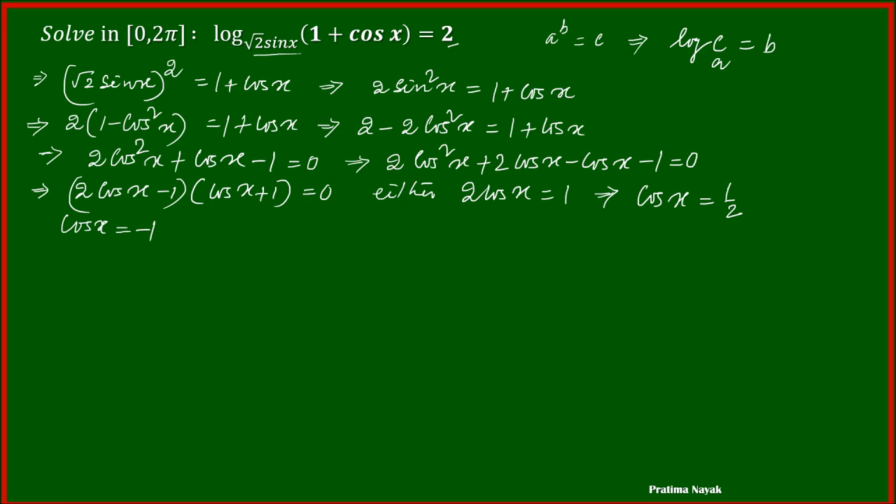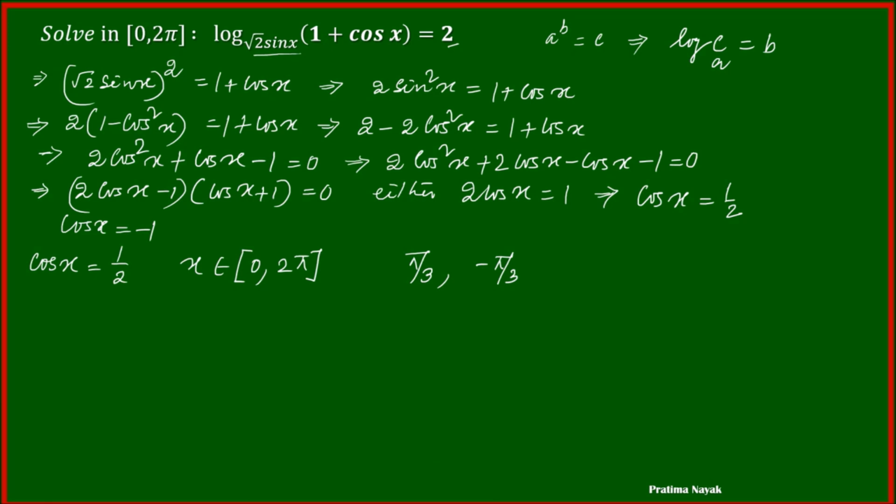Coming to the first one, cos x is equal to half, and the value of x is in between 0 to 2 pi. We know this half is either pi by 3, or it will be positive in the fourth quadrant, that will be 2 pi minus pi by 3, or it will be negative pi by 3. These are the two values.